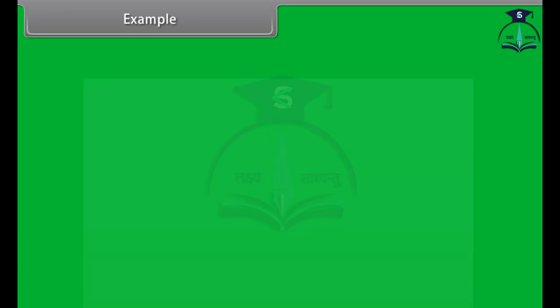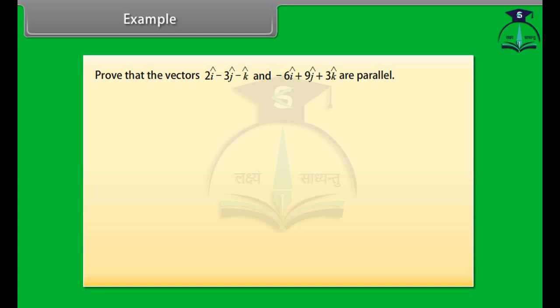Example: prove that the vectors 2 cap i minus 3 cap j minus cap k and minus 6 cap i plus 9 cap j plus 3 cap k are parallel. Solution: the given vectors will be parallel if the cross product is 0.